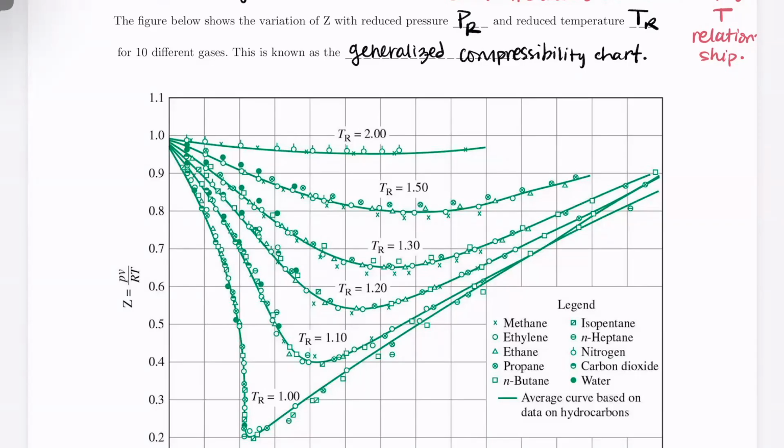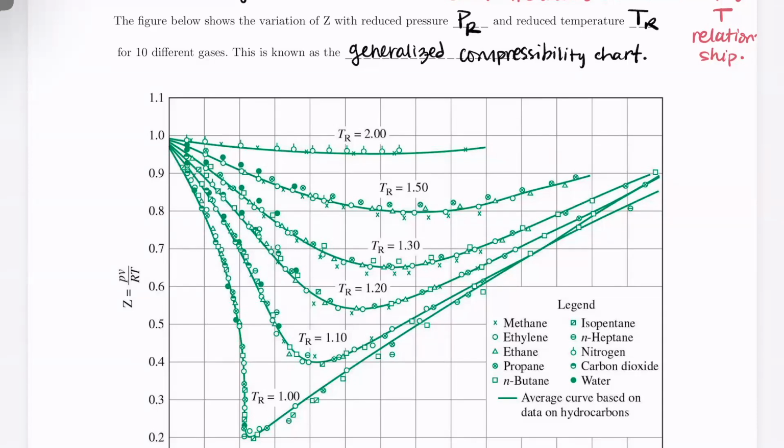And then we have an average curve based on the data that is shown as a solid line. So our actual experimental points are given as symbols. The kind of model or average behavior is shown as a line. And then a couple things to point out here.